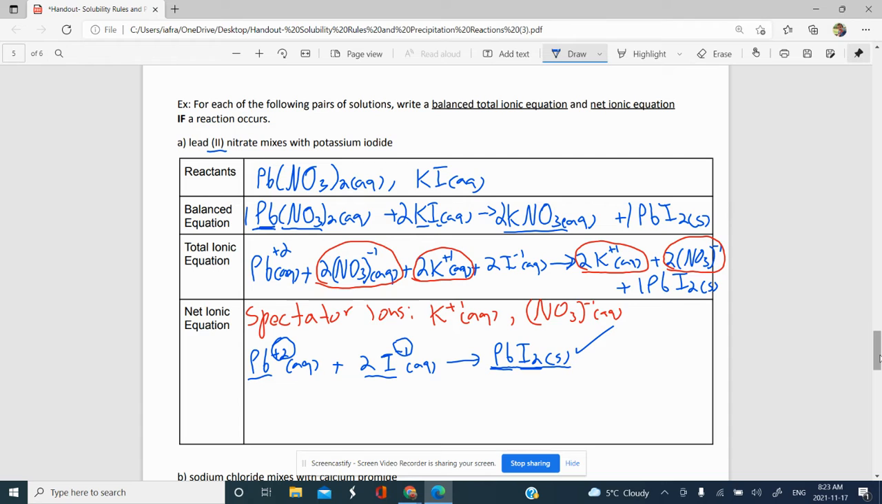And this is actually the demonstration that you would see in the presentation with the yellow precipitate forming. This is the PbI2 that forms. It's a yellow precipitate.